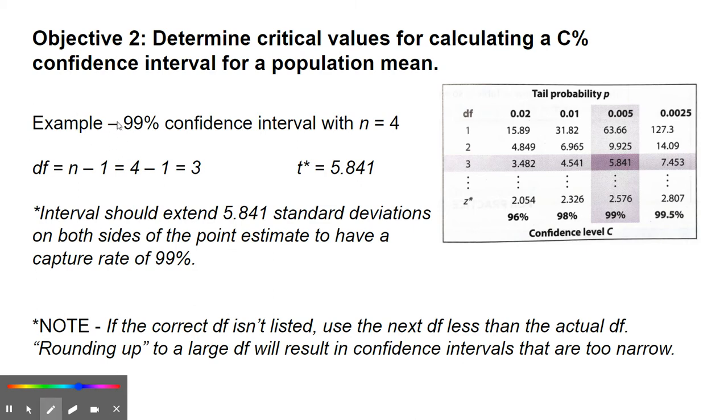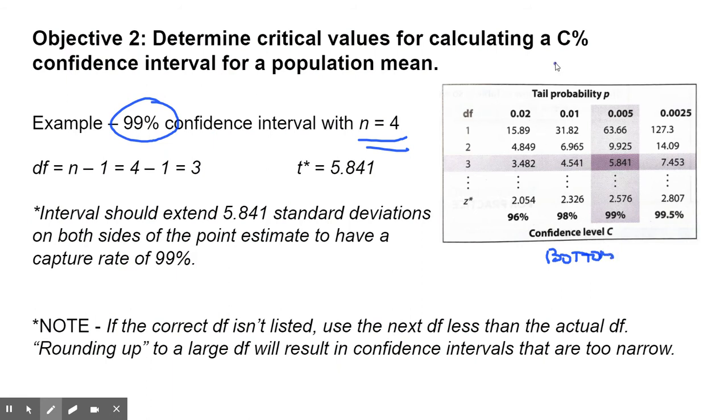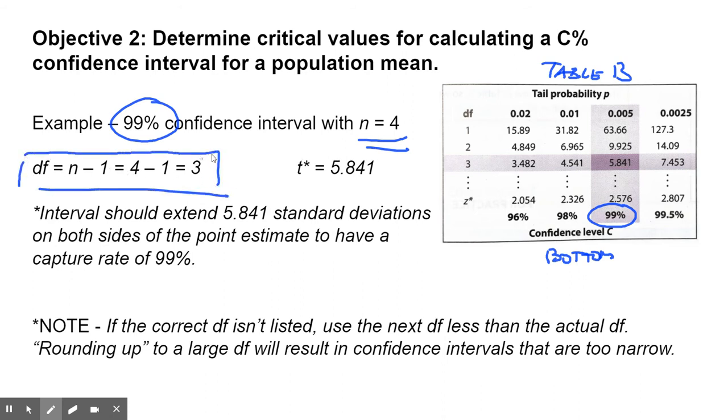All right, cool. So I do have one example to do before we look at the actual example. What if we're trying to find a 99% confidence interval and our sample size is 4? Well, on the bottom of table B, I find the 99% confidence interval column. Then I need to find my degrees of freedom by taking n minus 1. 4 minus 1 is 3. My degrees of freedom is 3.